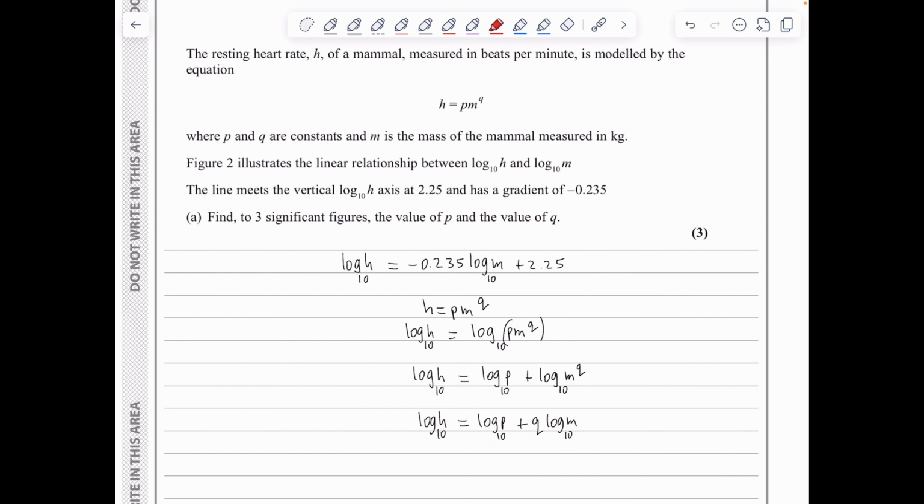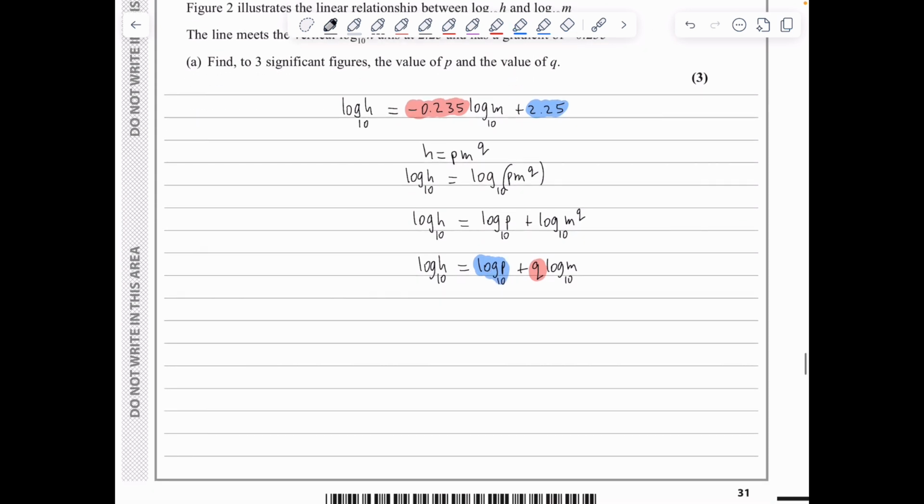I can now proceed with comparing the two equations. The coefficient of log M is the Q, and the constant term, the 2.25, is the log of P base 10. This simply means that log of P base 10 is equal to 2.25, and then Q is negative 0.235. Now to find P, I will simply do P is 10 to the 2.25. This gives an answer of 177.8279 ... which correct to three significant figures is 178.